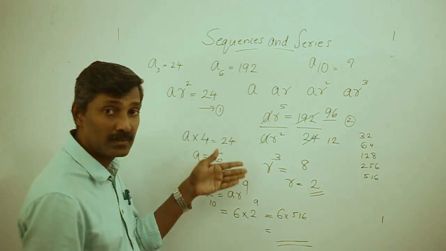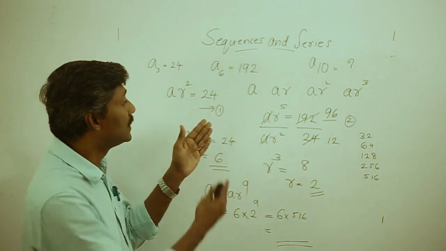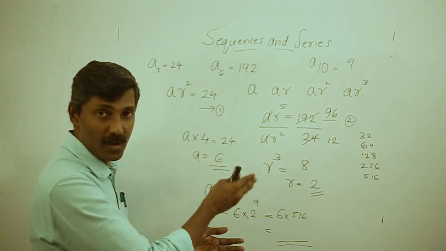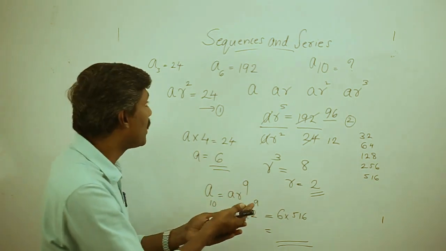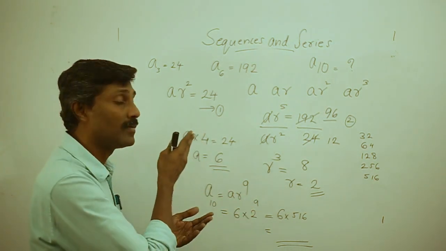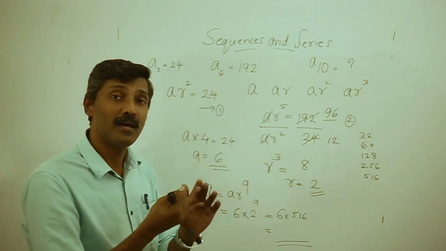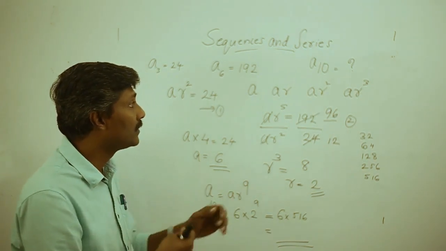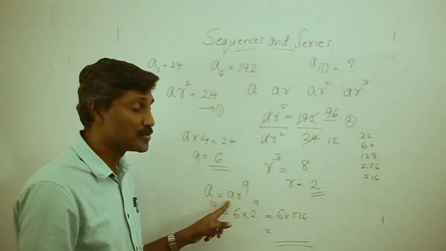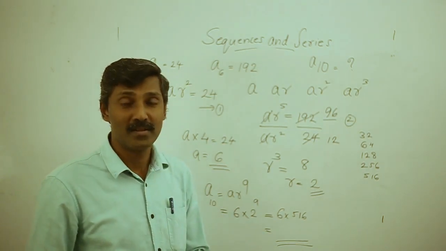So this is the method. Write it down, divide the two terms, you find out r, then you substitute that value of r in any one of the equations, you find out the value of a, and once you get a and r, then you can find the 10th term as a into r raised to 9, right?